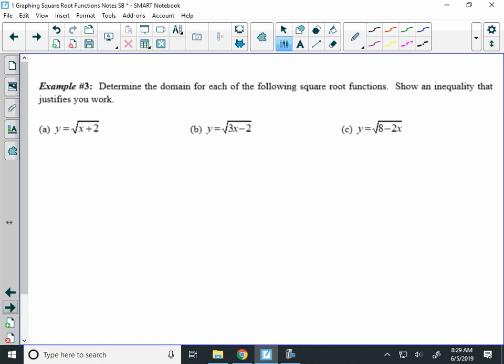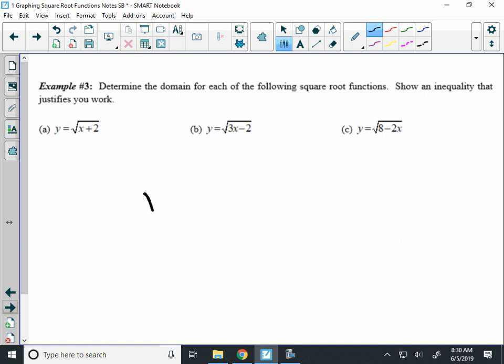All right, flip the page over. Let's talk a little bit more about domain. Now, we did this back at the beginning of the course, I believe. Determine the domain for each of the following functions. Remember, domain is x value. So let's talk a little bit about square roots before we jump into the algebraic finding of domain.